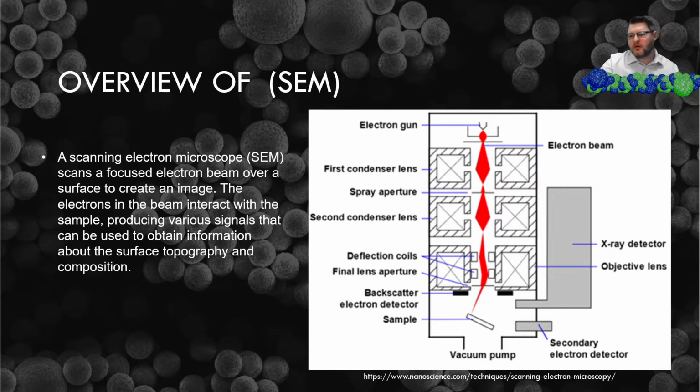Okay, so next, we're going to go over an overview of SEM. Just real quick, SEM is a scanning electron microscope. It scans a focused electron beam over a surface to create an image. The electrons in the beam interact with the sample, producing various signals that can be used to obtain information about the surface topography and composition.